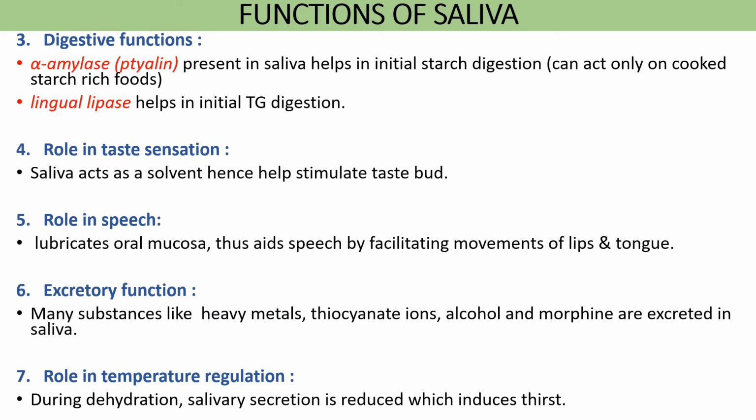The third and most important function of saliva is its digestive functions. Now, you all know that saliva also contains certain digestive enzymes, especially ptyalin or alpha amylase. This ptyalin present in the saliva helps in the initial starch digestion, but it can digest only that starch which has been cooked, not all kinds of starch. And also it contains lingual lipase that helps in fat digestion, basically the digestion of triglycerides.